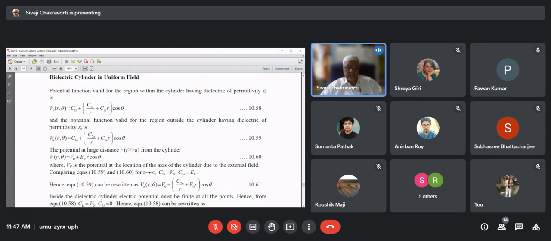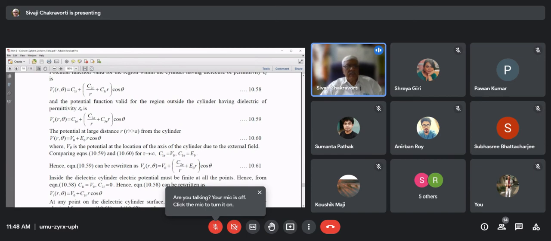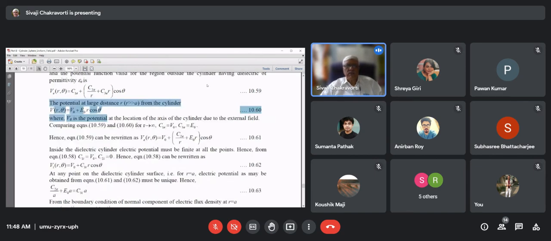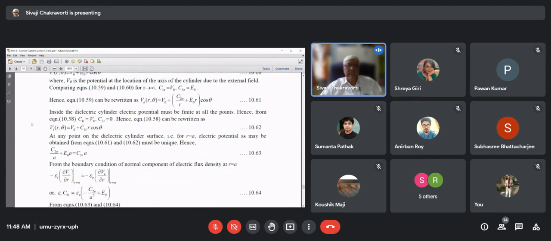of the electric potential function of 10.59, which is for outside the dielectric cylinder, we find two coefficients. So we write equation 10.61, where one coefficient is still unknown. Similarly, inside the dielectric cylinder, the field should be finite everywhere. If I apply that condition to 10.58, this C2i becomes 0. So you can see that 10.62 becomes this. Why? Because at the center of the cylinder, I am assuming the potential is V0.